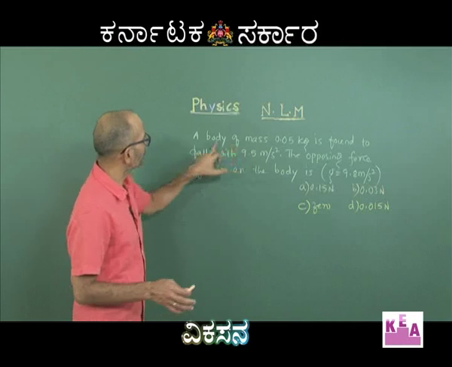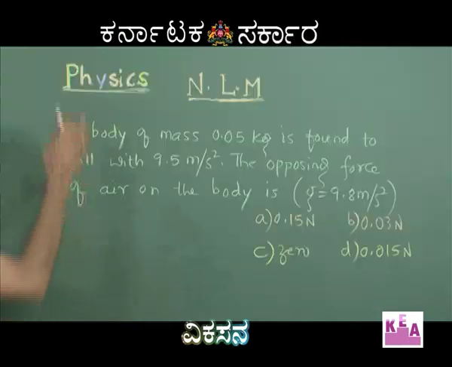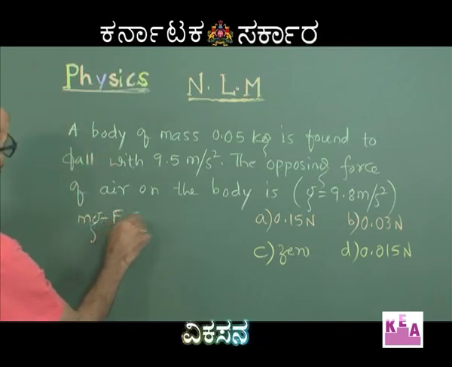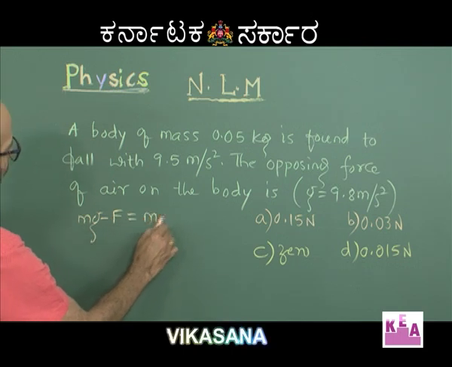Acceleration is downwards, and therefore, I will take weight to be positive. So, I will write the equation as mg, the weight of the body which is acting downwards, minus the opposing force which is acting upwards, which you want to find out, should be equal to mass into acceleration, right.